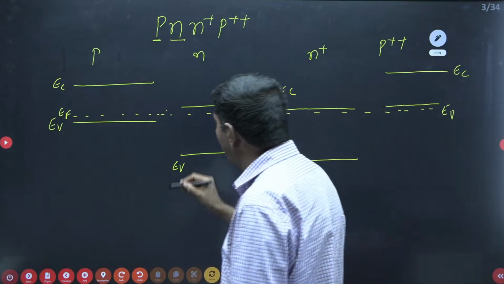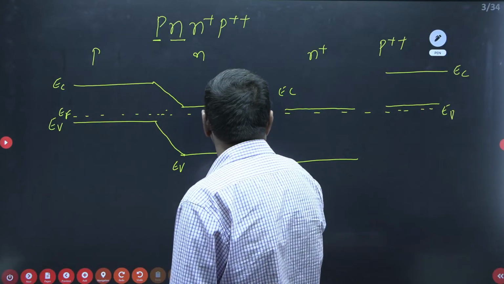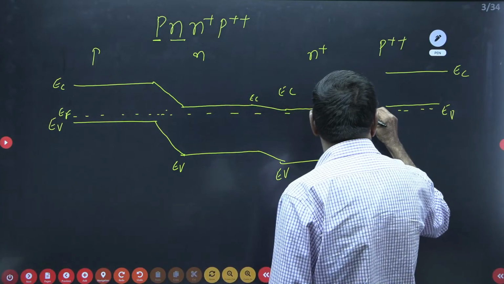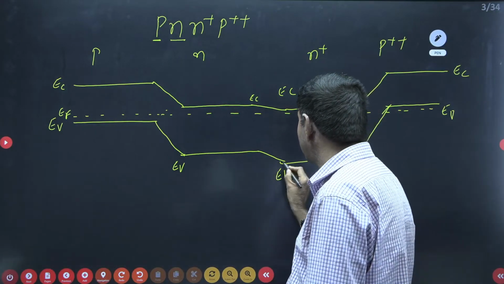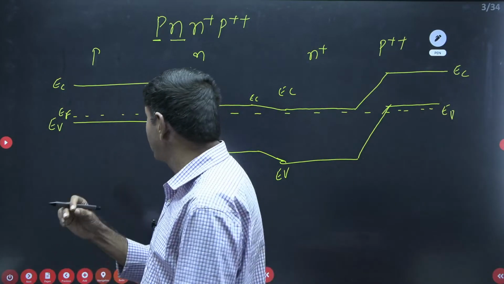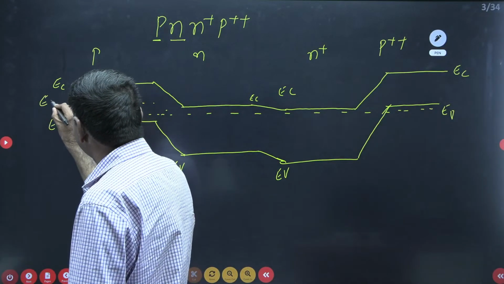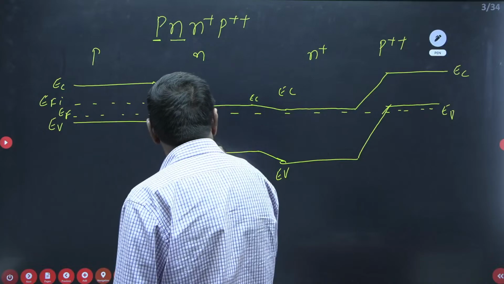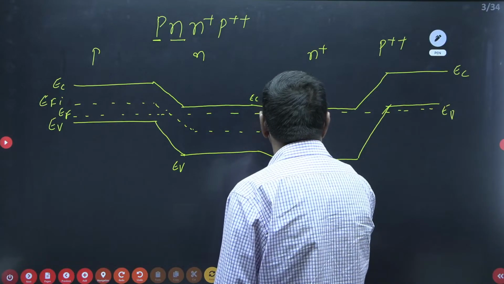Now we can combine these points. It comes like this. We can combine these 2 points. The finally energy band diagram will be like this only now. This is the energy band diagram. And where EFI will be existing, it is approximately at the center, we can say EFI. This is EFI, Fermi level energy in intrinsic semiconductor. It will be at the center only now.